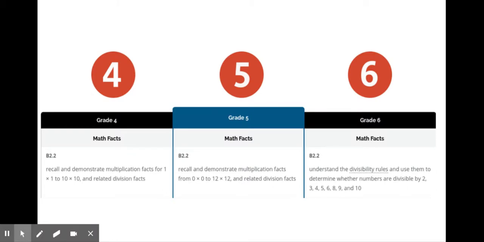In grade 4, students are recalling and demonstrating multiplication facts for 1 times 1 to 10 times 10 and related division facts. In grade 5, this understanding is extended from 0 times 0 to 12 times 12. And in grade 6, students continue to develop fact fluency by applying their understanding of divisibility rules.